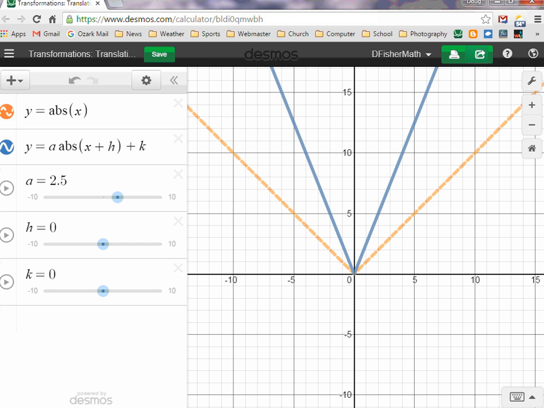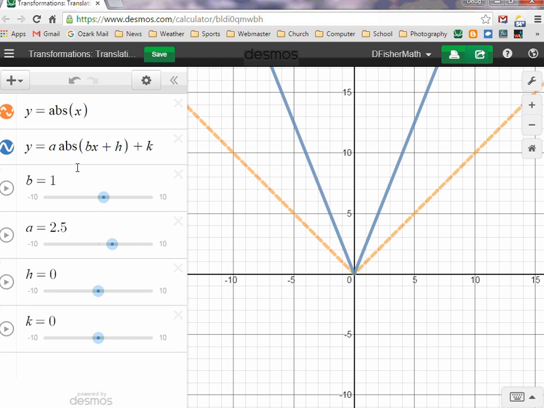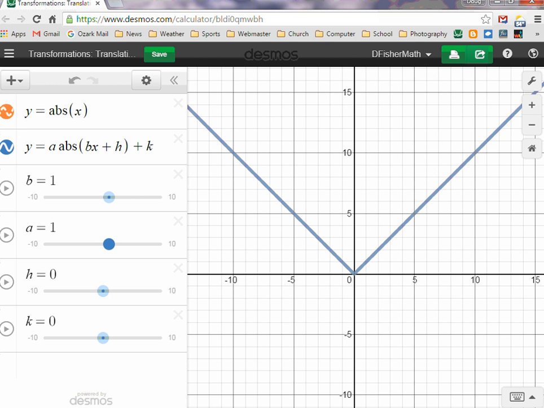Now what I need to do is put a new letter right there, don't I? A, H, K, let's call it B. And let's turn that B into a slider. So here's my B, and I'm going to have that B be 1. Let me take all these back to the original zeros. There we go. Whoops, sorry. My original 1. That's the original graph.